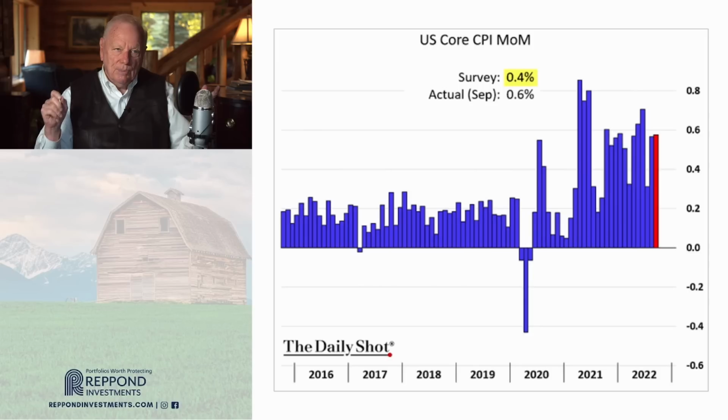And what they were expecting was that once you pull out food and energy, which is what the core CPI is, that in the core index, it was going to go down. It did not go down. So core inflation is still up at a nasty high level. And of course, when that news came out, it tanked the stock market. I mean, that was not a good day. So that's where we are. We still have a serious inflation problem.